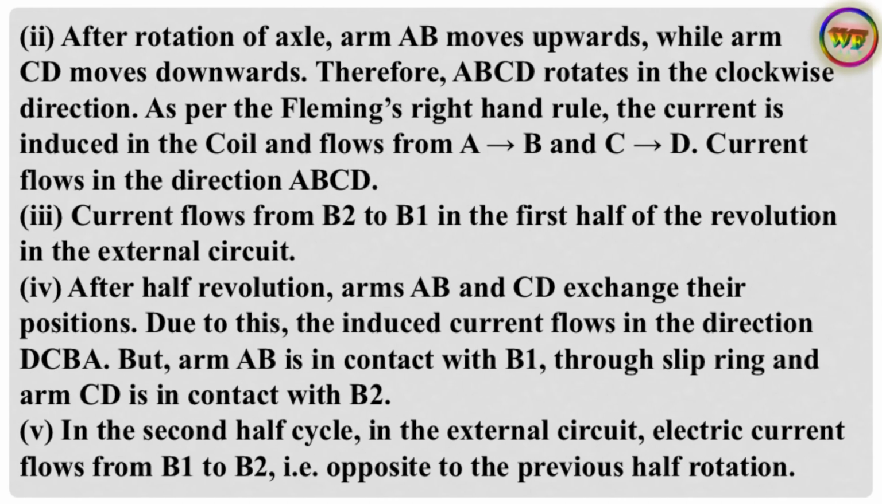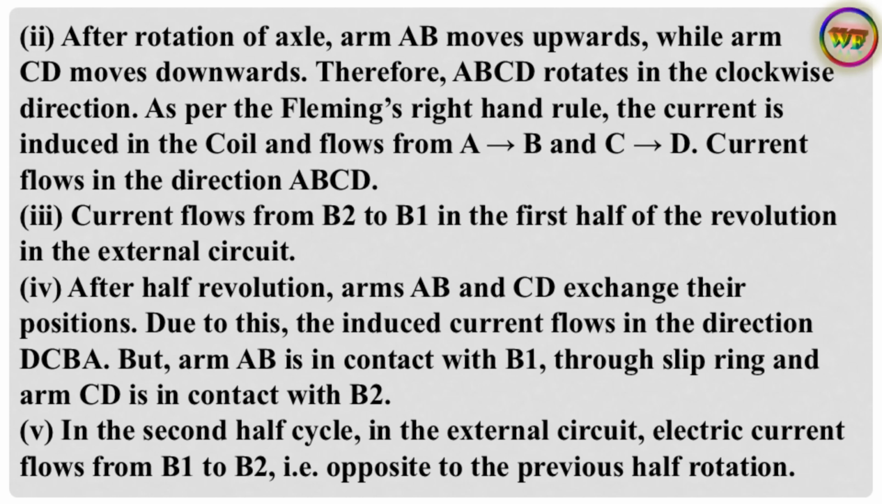Point 2. After rotation of the axle, arm AB moves upwards, while arm CD moves downwards. Therefore, ABCD rotates in the clockwise direction. As per Fleming's right-hand rule, the current is induced in the coil and flows from AB to CD. Current flows in the direction ABCD.